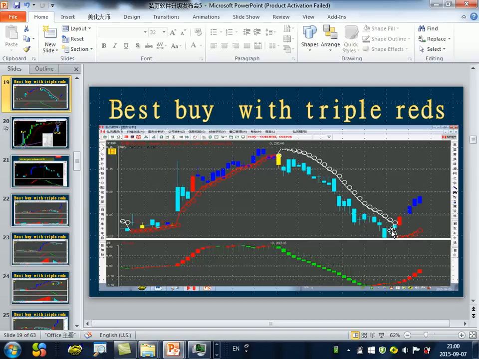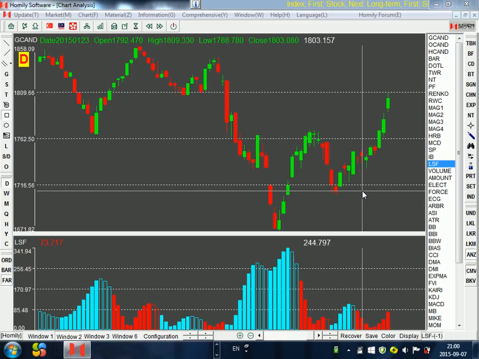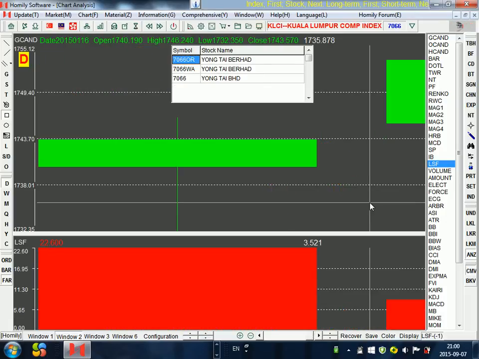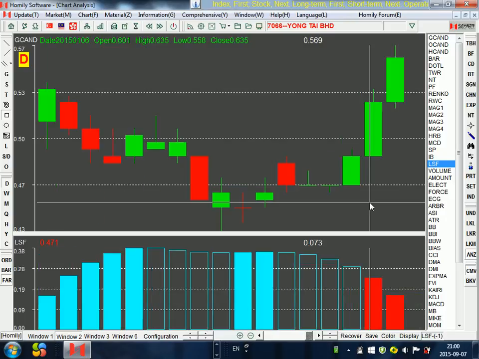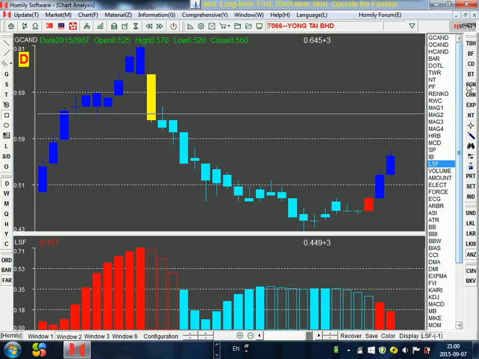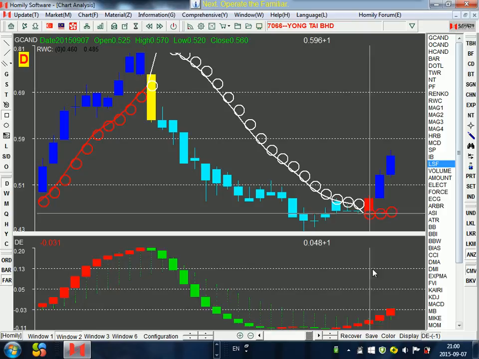Now you can see from here, actually this time quite a lot of shares go up when you see the triple red. Quite a lot of shares go up. And even today the shares still go up, because of the triple red. First red, second red, and third red.